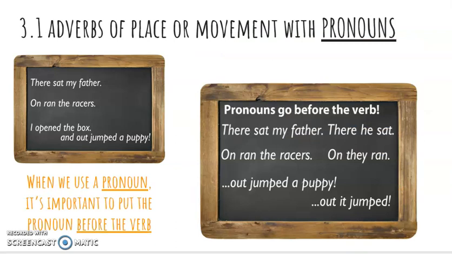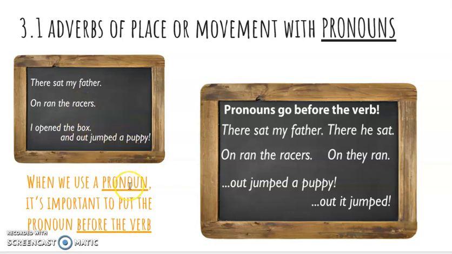Well, there's an exception. There's something that we must take into account when we're using inversions with adverbs of place or movement. And it's when in our sentence we have a pronoun, not a noun phrase, but a pronoun. For example, these are the inversions that we've seen before. There sat my father. Adverbial, verb phrase, and subject. Or on ran the races. The subject at the end. I opened the box and out jumped a puppy.